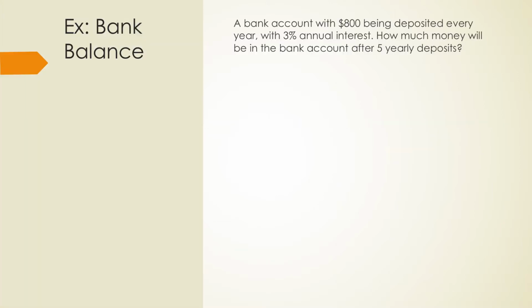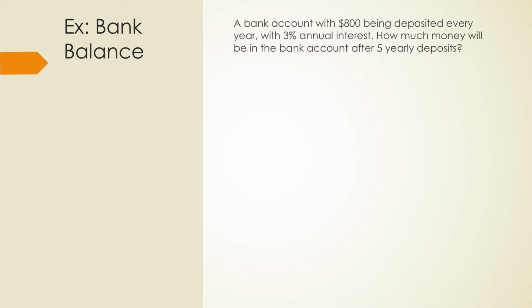Let's start with a version of a stock flow system that we considered earlier in the semester, a bank account balance. Suppose a bank account has $800 being deposited yearly with a 3% annual interest rate. How much money will be in the bank account after 5 yearly deposits? If we were to diagram this, we would have a single stock, the account balance, but two inflows, the deposits and the interest earned. This means that we have to coordinate the two inflows to describe how the stock changes over time.